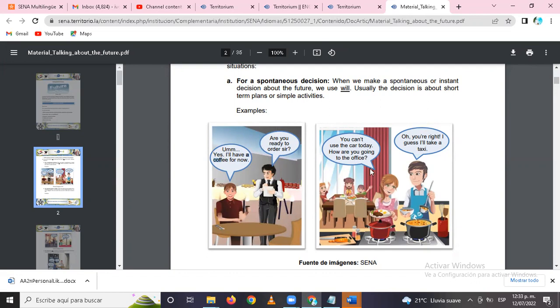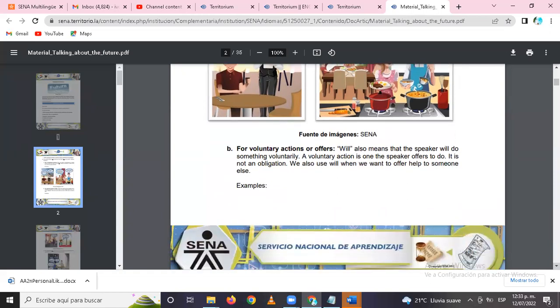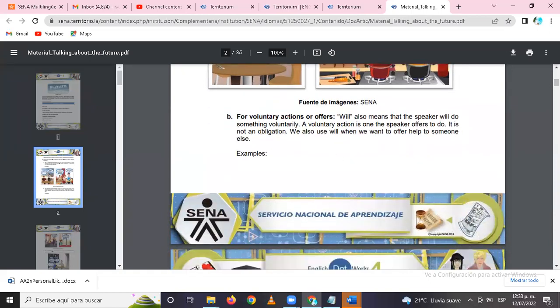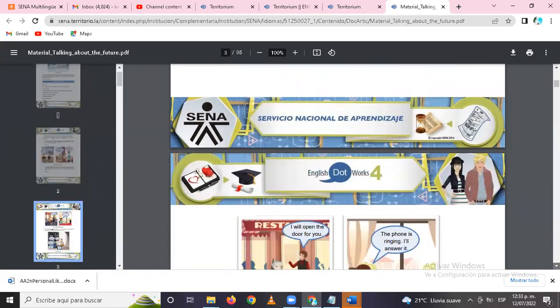Same here. You can't use the car today. How are you going to the office? Oh, you're right. I guess I'll take a taxi. And this is a spontaneous decision. Lo había olvidado, todos los días se va en su carro, pero no puede ir en el carro hoy. Ok, ¿qué haré? Ok, tomaré un taxi. Will, spontaneous decisions.